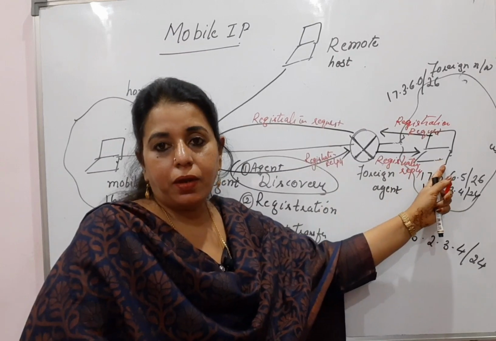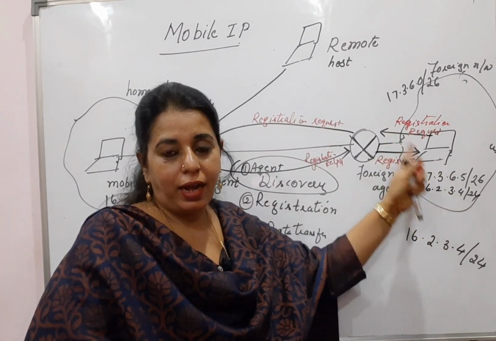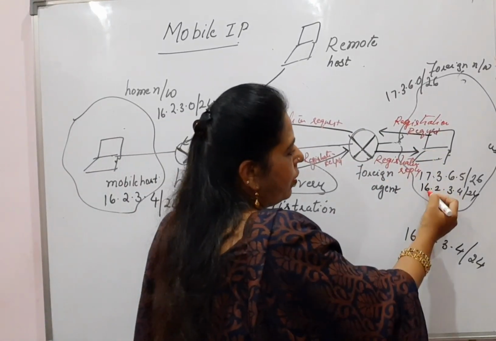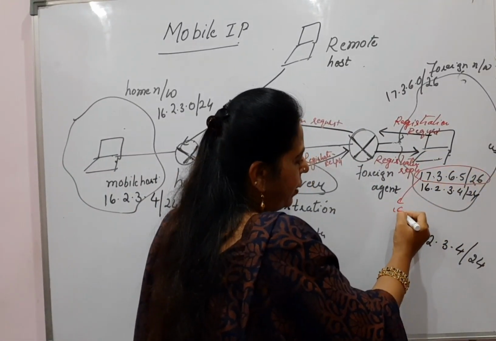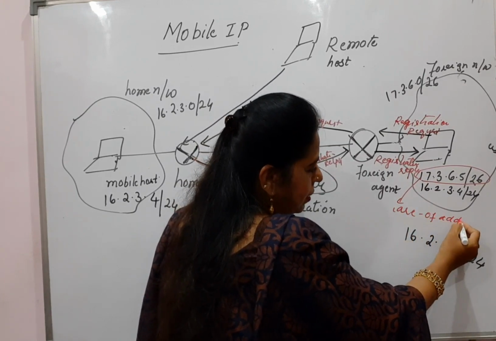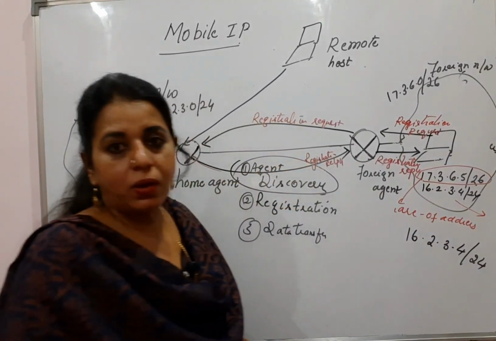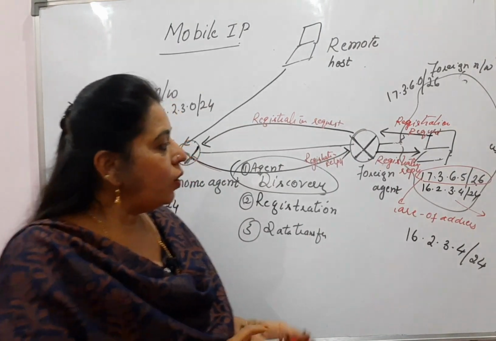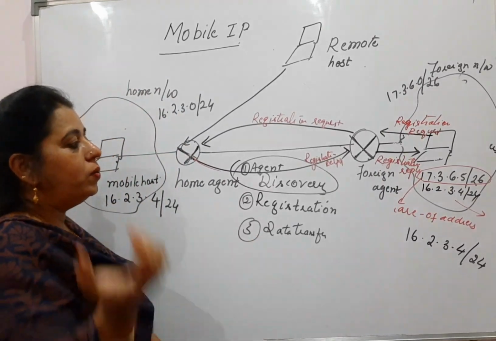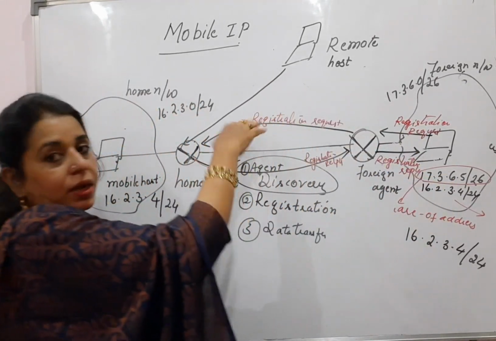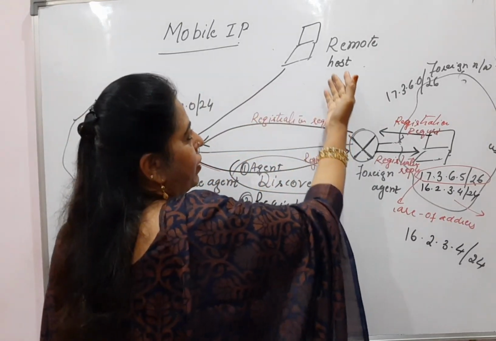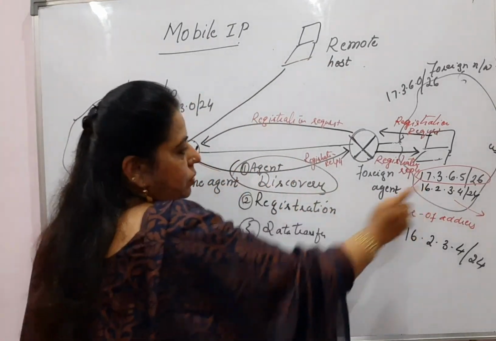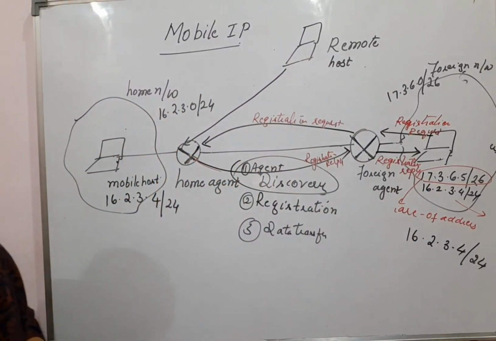Then this particular host can start communicating with other nodes in the network, and the address it is given here in the foreign network is called the care of address, and this is the home address. So the host now has two addresses, the home address and the care of address. Now we have to see the data transfer: how this host communicates with other nodes in different networks, and how the hosts in those different networks communicate with this host. For that, just see here, it is interesting.